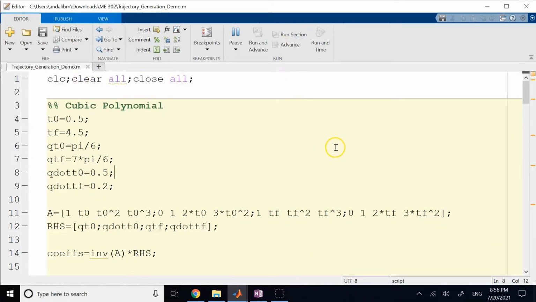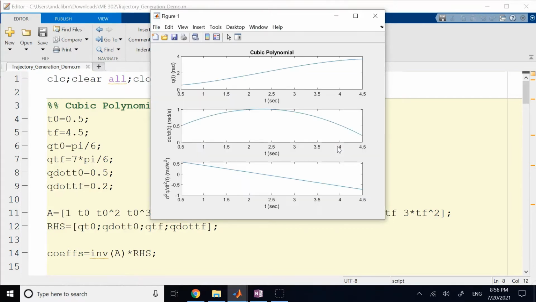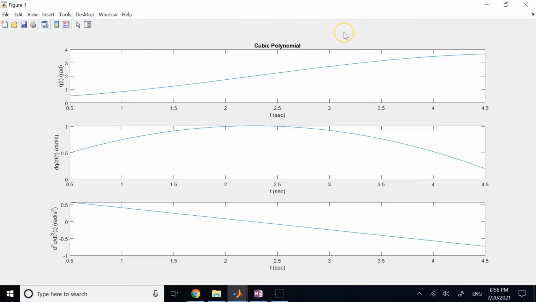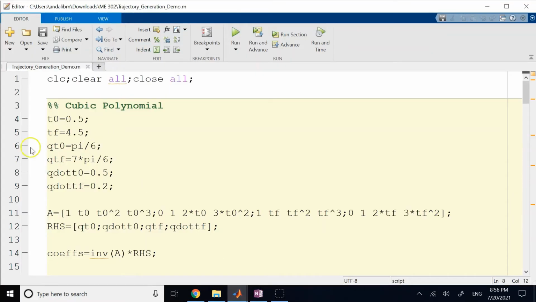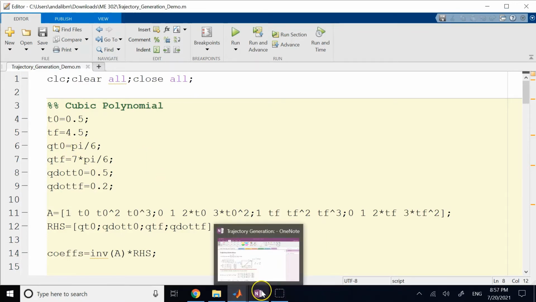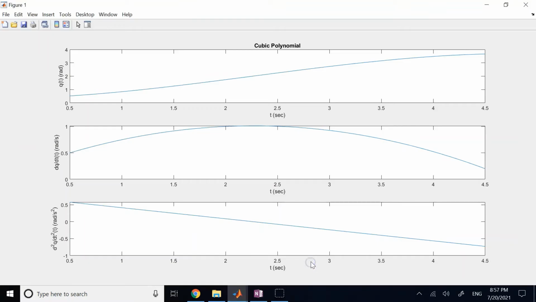So here we go. You can see q, q dot, and q double dot, all of them as a function of time. Clearly, you see your q starts at pi over 6, at 30 degrees, and goes to 7 pi over 6, which is 210 degrees. This is 30 degrees, or pi over 6. You know, pi is a little bit bigger than 3, so over 6 means more than half. And clearly, you see this number here is a little bit more than half.